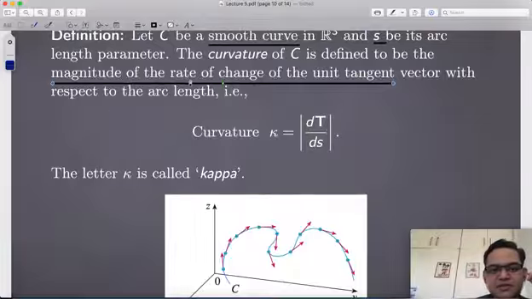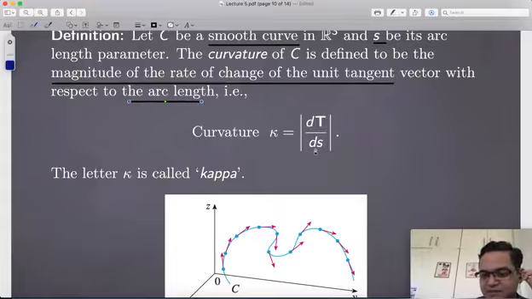So basically we compute the rate of change of the unit tangent vector. Here T is the notation for the unit tangent vector, which you know how to compute, and the rate of change is with respect to the arc length. This is important: with respect to the arc length. So I take the derivative of this with respect to the arc length, which gives me a vector, and you take the magnitude of this. This quantity is defined to be the curvature of the given curve.